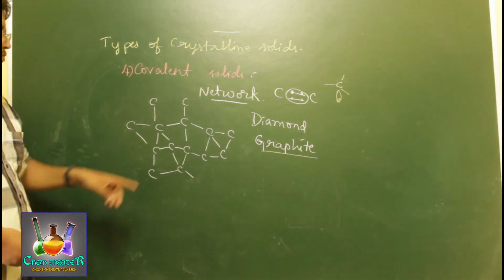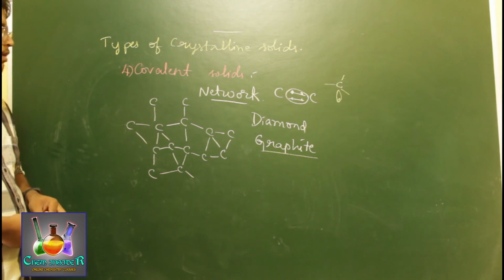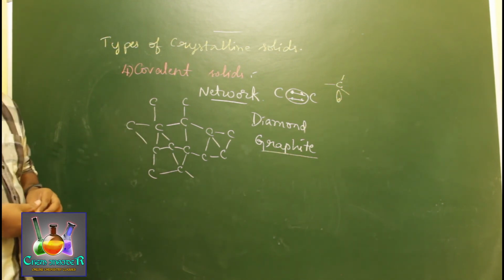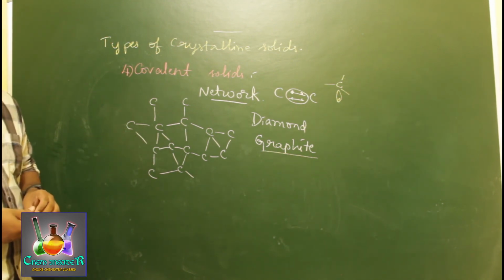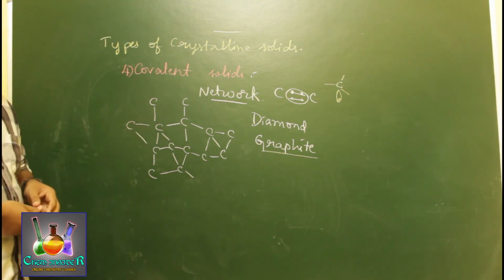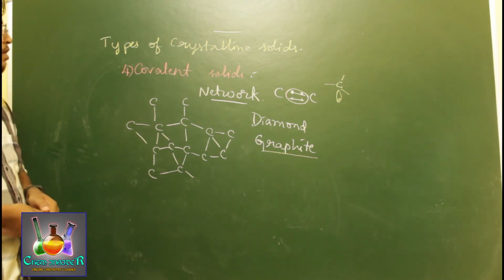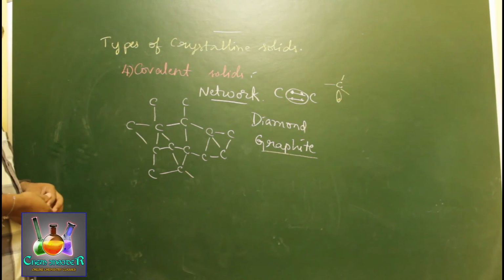Further, because of the very high number of networks between the carbon atoms through covalent bonds, these molecules have a very high melting or boiling point, and in some cases they can even evaporate before starting to melt. So this is about the types of crystalline solids.